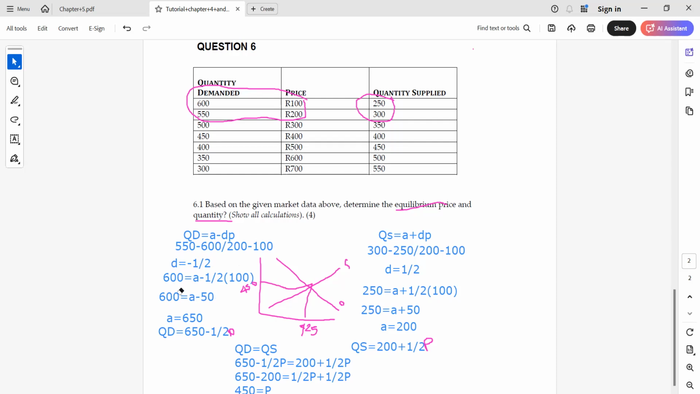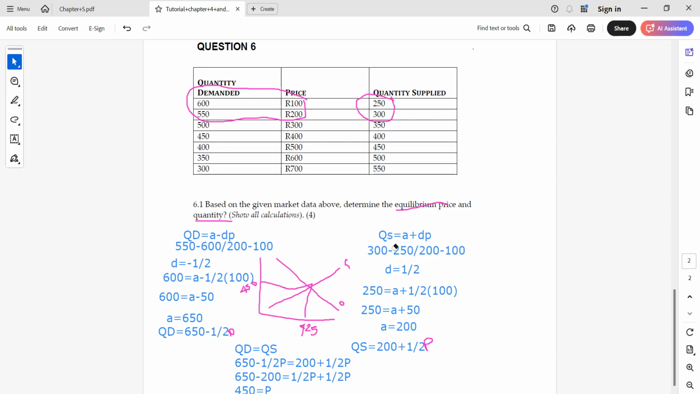So we took this 50 and transposed it to that side. We say 600 is equal to A minus 50, so 600 plus 50, we got 650. So our A is 650. Then we just put this together to say quantity demanded is equal to 650, which is our A, minus 1/2, which is the D, times P, which is the price.